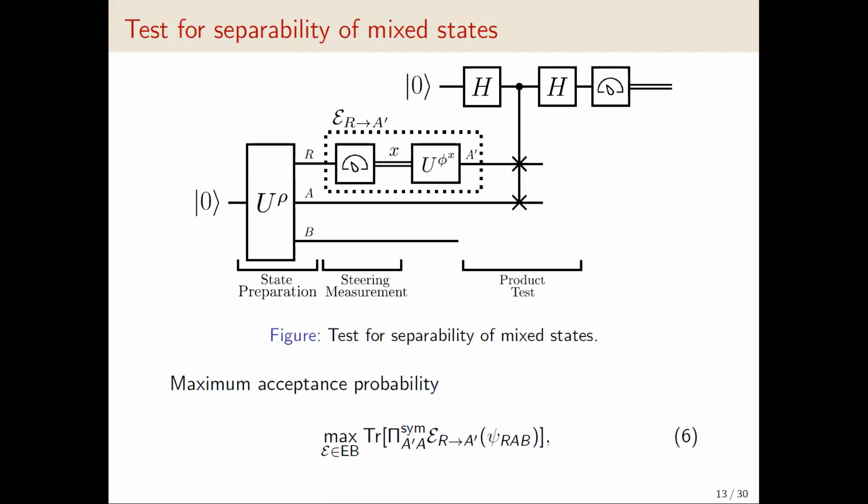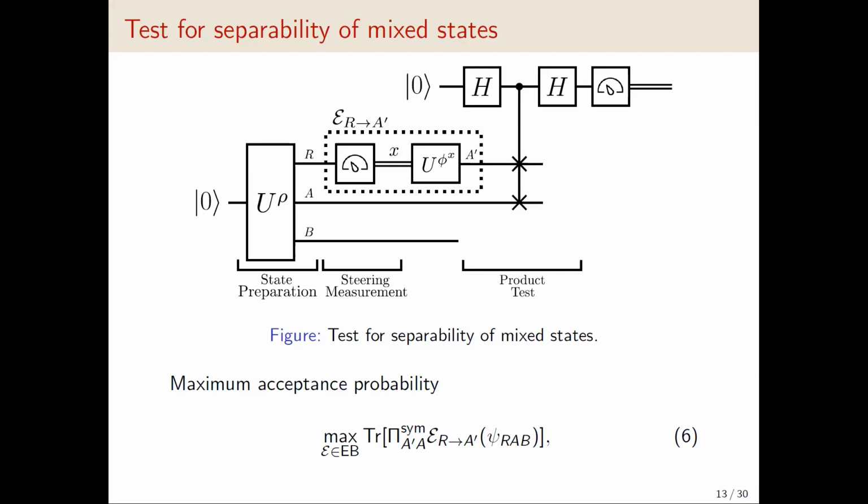The maximum acceptance probability is given like this. So you apply your entanglement breaking channel on R, and then do the swap test. So that is this pi sym AA prime, which is the projection onto the symmetric subspace. Then you take the trace, and since we want the maximum acceptance probability, the only variable here that we can maximize over, which is what the prover does, is the maximization over entanglement breaking channels.